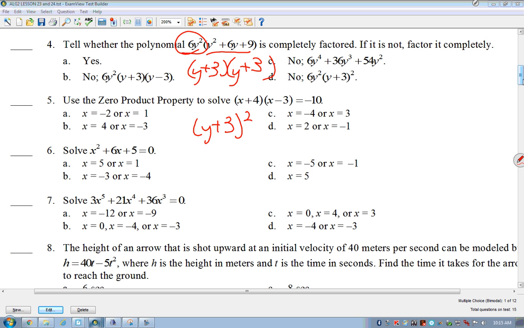And I still have this. I can't lose it. I have to put it on the outside. That's broken into prime polynomials. Do we see that answer up there? So, is it factored completely? No. If it is not, factor it completely. So we said no, with this being our answer. Do we understand these?